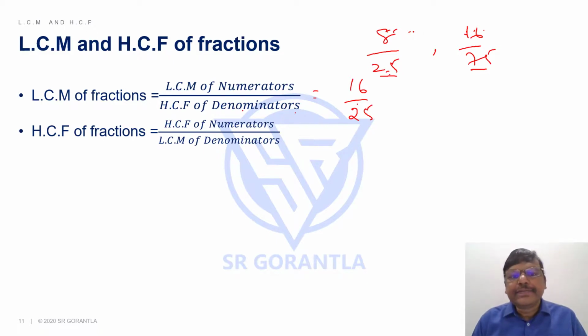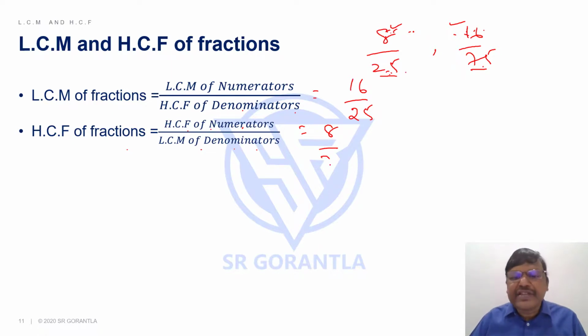What about HCF of fractions, please? HCF of fractions will be HCF of numerators. 8 and 16, what is the HCF? What is the common factor? Highest common factor, 8 goes in both of them. Yes. And LCM of denominators, 25, 75, what is the LCM?